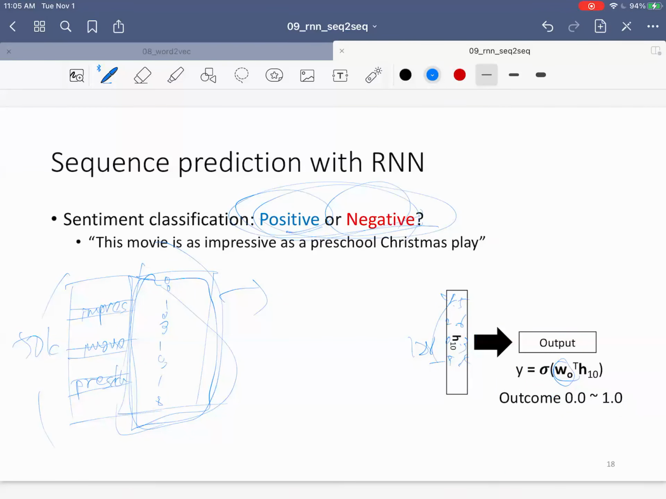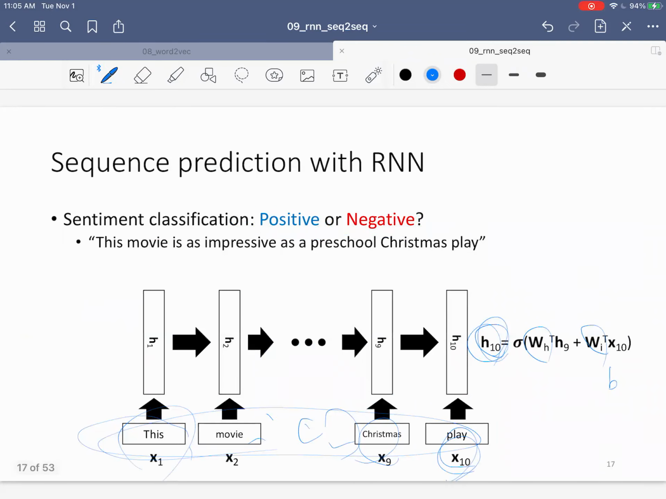So you do the same optimization step. You have your mini batch of sentences with corresponding labels, positive and negative, and then you do a forward propagation, and then you compute a cross entropy loss, and then you backpropagate based on the cross entropy loss. You update your WO, WH, WI, B, and then you do this for the next mini batch, and the next mini batch, until you're satisfied.